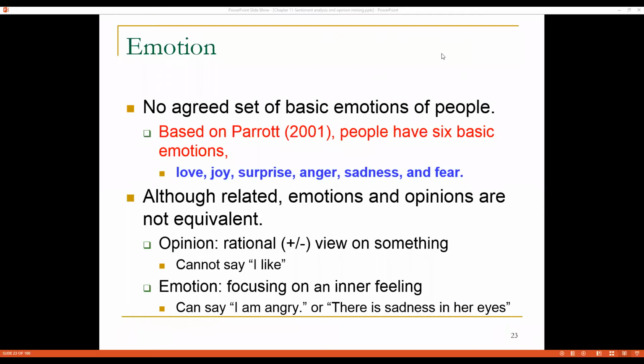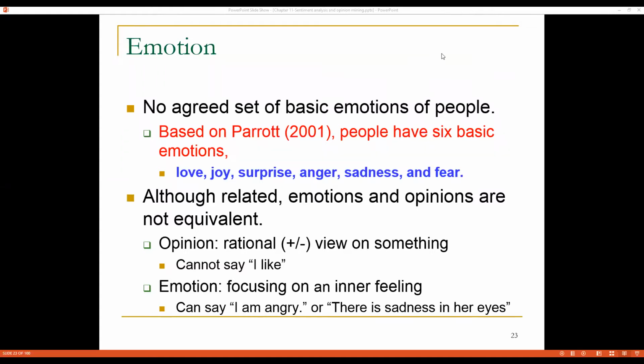So there is no agreed upon set of basic emotions of people. However, Parrott says that people have 6 basic emotions: love, joy, surprise, anger, sadness, and fear. And although related, emotions and opinions are not equivalent. An opinion is a rational view on something. It's polar, positive or negative.